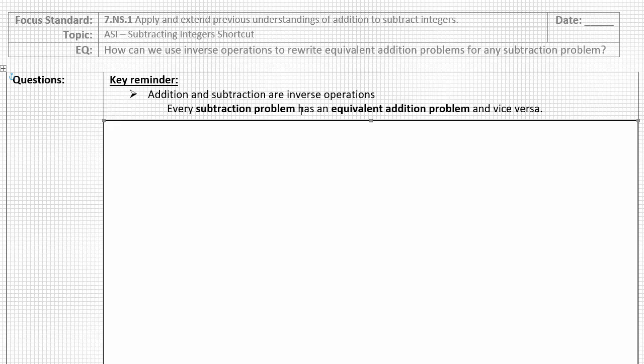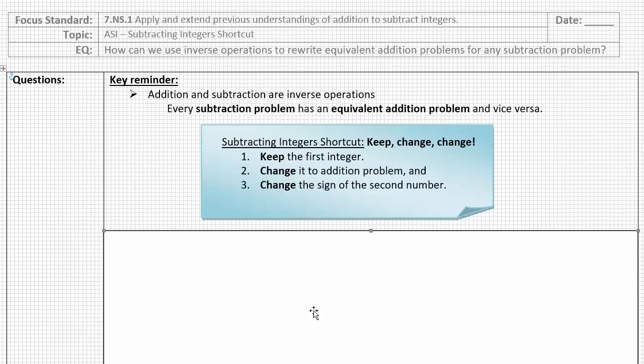But this is a nice thing as we are learning to master working with integers and adding and subtracting integers, because sometimes I have found that addition comes a little more instinctually for students when we start adding negative numbers. And so it's nice to know that you could turn any subtraction problem into an addition problem and then follow what you know about that to get the correct answer. So the shortcut phrase that we use is keep, change, change. We're going to keep the first integer in the problem, then we're going to change it to an addition problem, and we'll change the sign of the second integer.